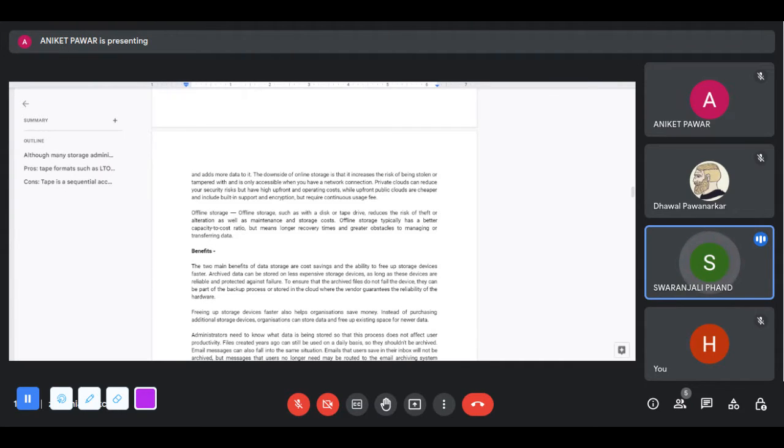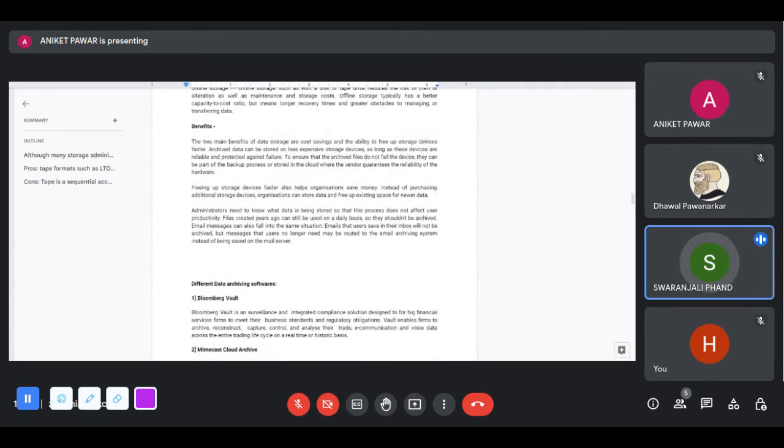Majorly there are two benefits of data storage, one being cost saving ability. Archive data can be stored on less expensive storage devices as long as these devices are reliable and protected against failure. Freeing up the storage devices faster also helps organizations save money, and instead of purchasing additional storage devices, organizations can store data and free up existing space for new data. And administrators need to know what data is being stored so that this process does not affect user productivity.